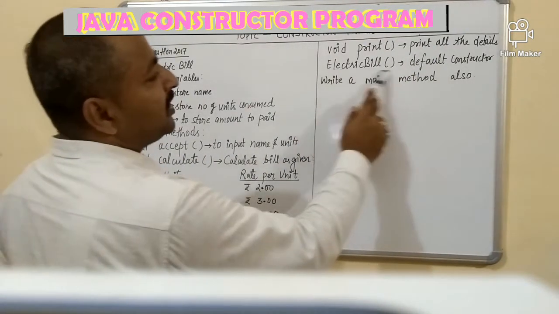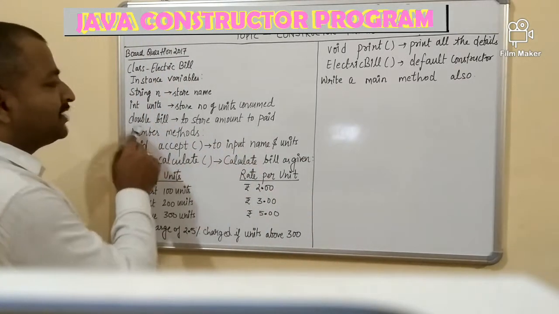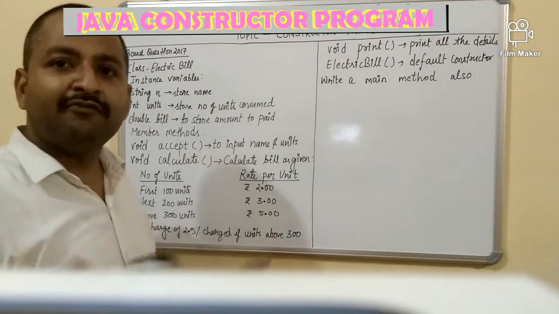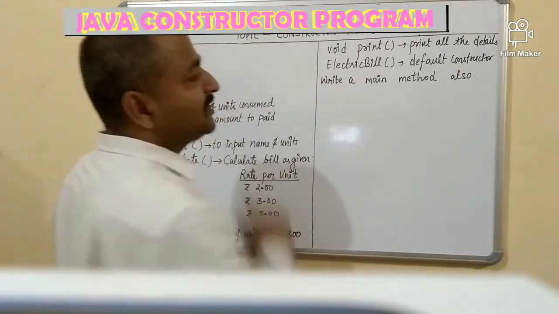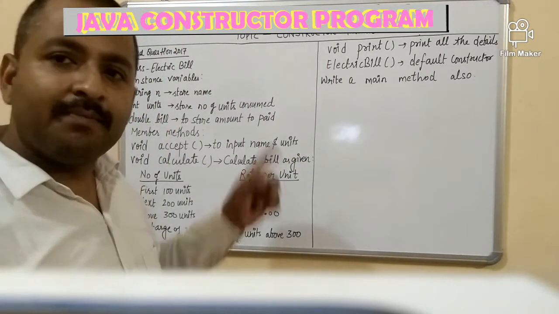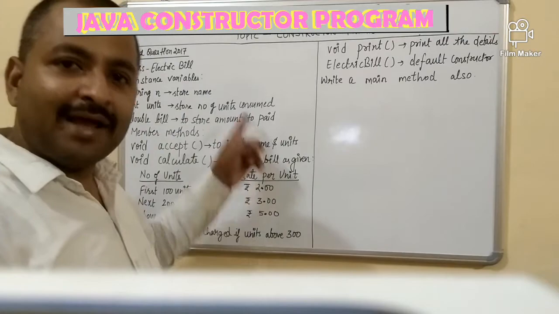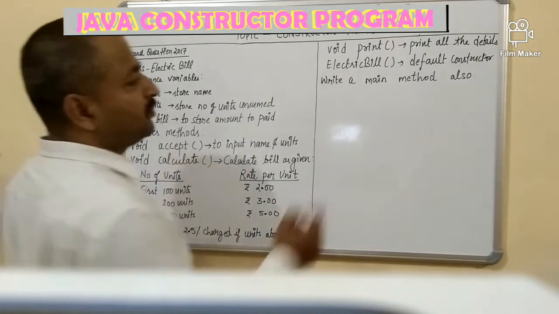Next is your constructor, the default constructor. That means the instance variables have to be initialized with their default values. Next, one more line is there in this question that you have to write a main method to complete this program, to invoke the methods which you are creating. So let's see how we can create this program.